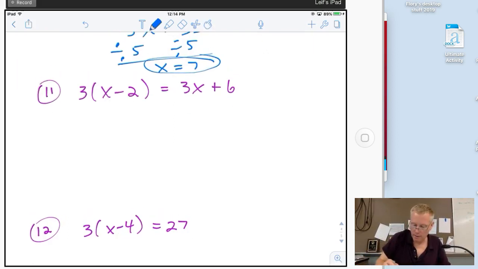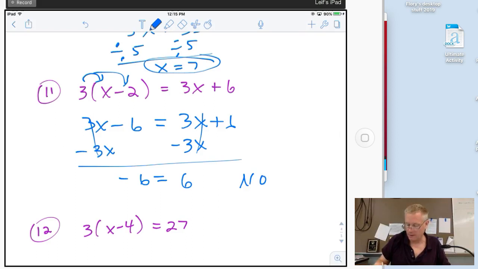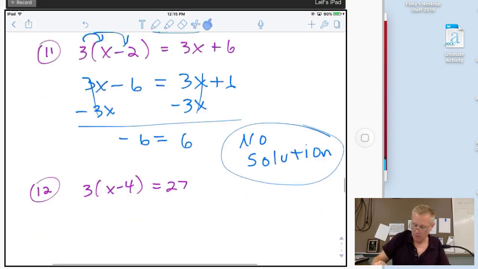We got 2 more here. This one, distributive property: 3x minus 6 equals 3x plus 6. Bring my x's to one side, I get 3x... Ooh, those canceled. I got negative 6 equals 6. So this is one of those where it's one of two answers. It's either no solution or infinitely many solutions. If you get two things that equal each other, it's infinitely many solutions. This one, 6 doesn't equal negative 6, so there's no solution is the answer, okay?